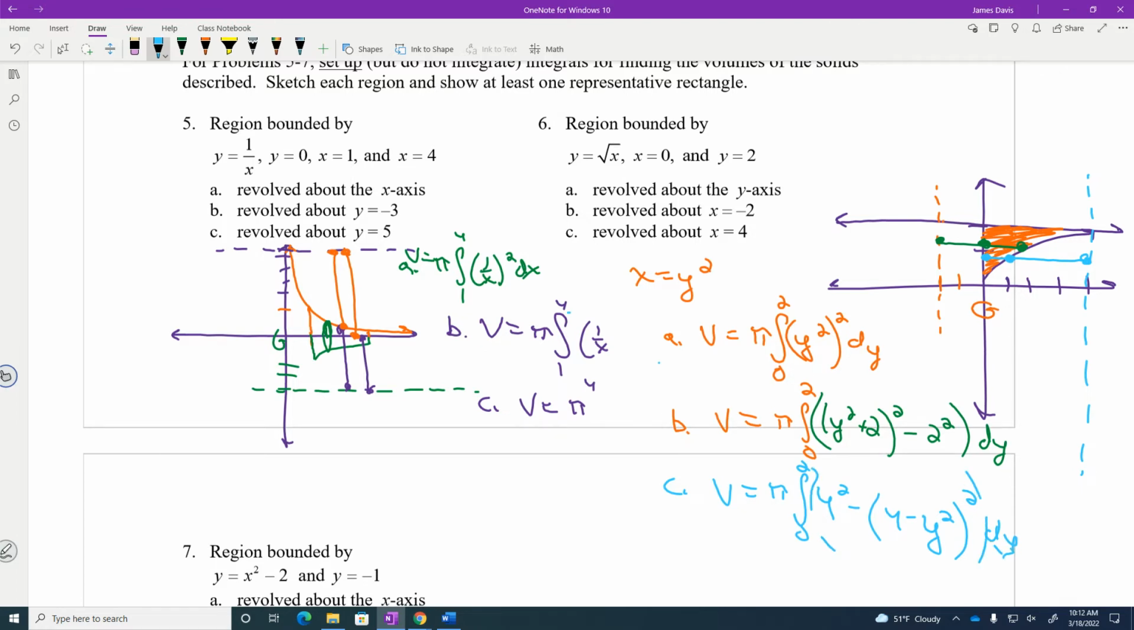So if it's in the same quadrant, it's always going to be the value minus the function. If it's in a different quadrant, it's going to be the value plus the function, or the function plus the value. This one's in the same quadrant, so it's the value minus the function. This one is in a different quadrant, so it's the function plus the value. But just make sure it's always positive. Like this was a negative 2, we had to add 2 because it's a distance.